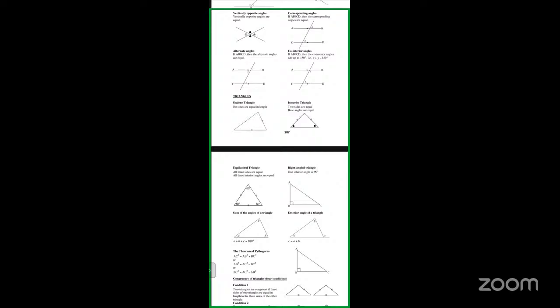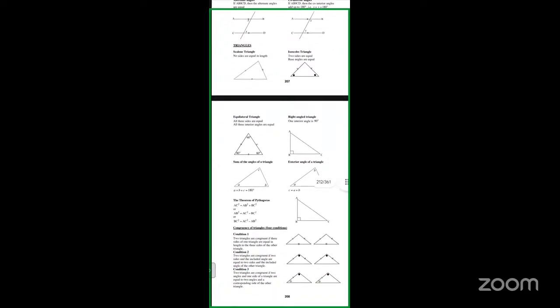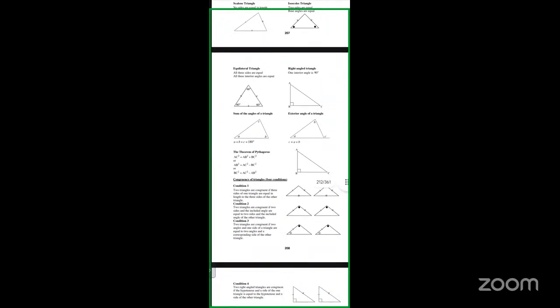Then we also move to the second one, which is the isosceles triangle. We are going to use this a lot. The isosceles triangle is a triangle with two sides that are equal and two angles that are equal. Then we move to the next page, 208. We have this triangle on the top left corner.